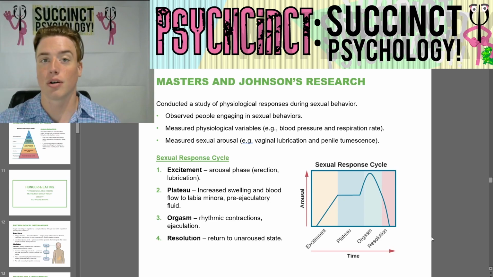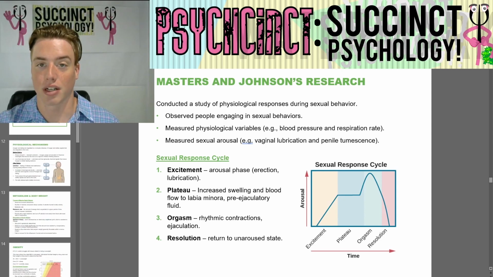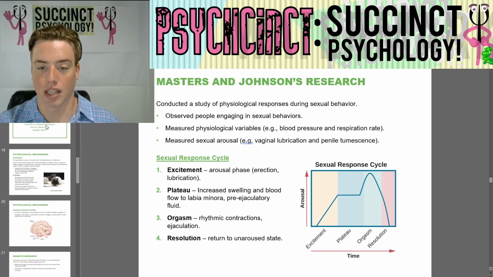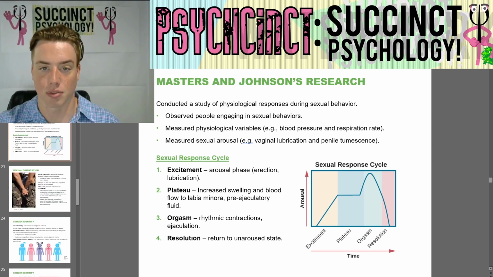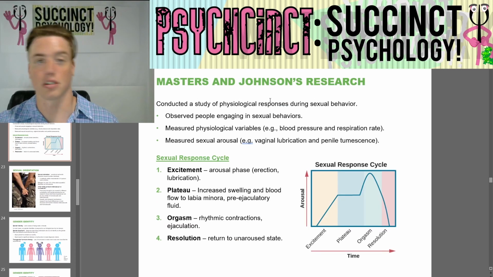In the last video, if you guys didn't watch it, we went through Maslow's hierarchy of needs, motivation and emotion, motivation when it comes to eating disorders, sexual behavior. So the very last slide we did last time was we talked about Kinsey's research, the findings that Dr. Alfred Kinsey found about sex, and now we're going to go into Masters and Johnson's research.